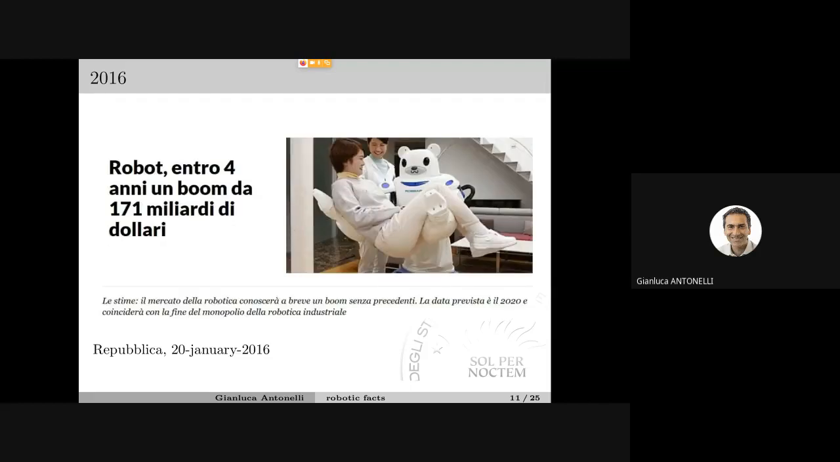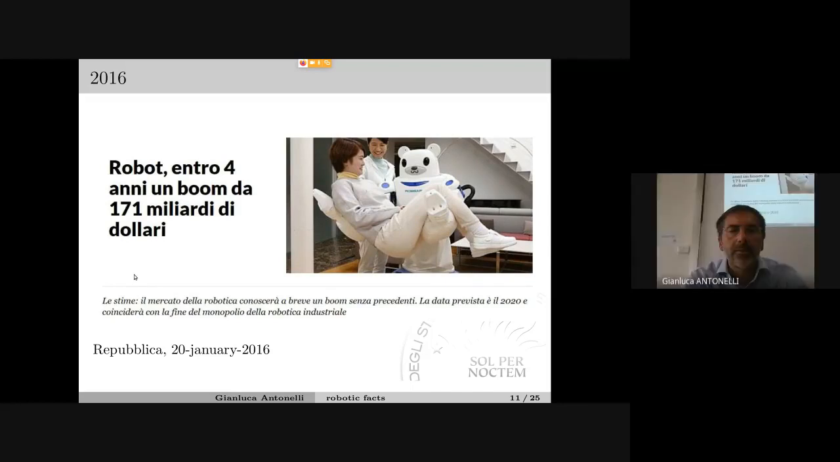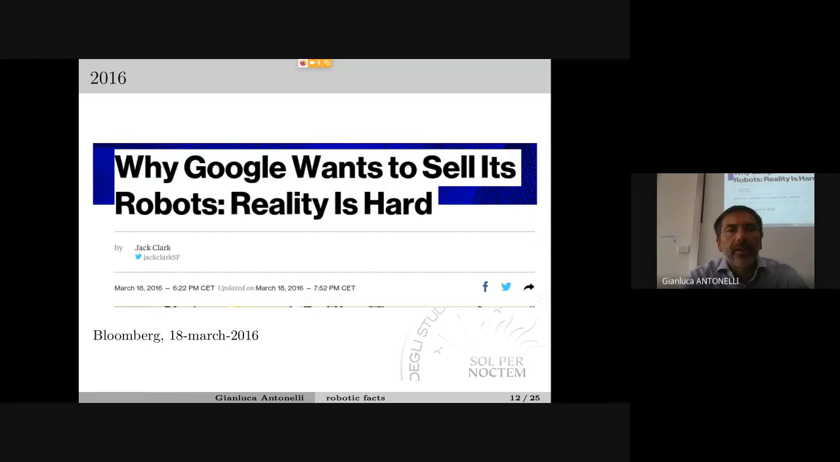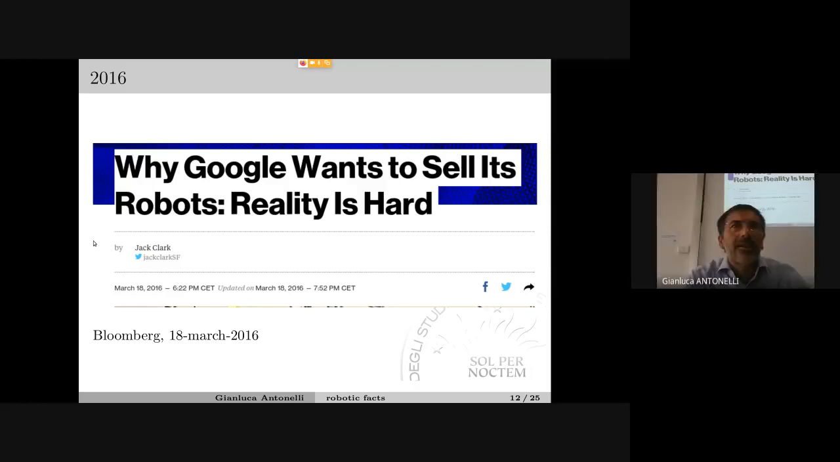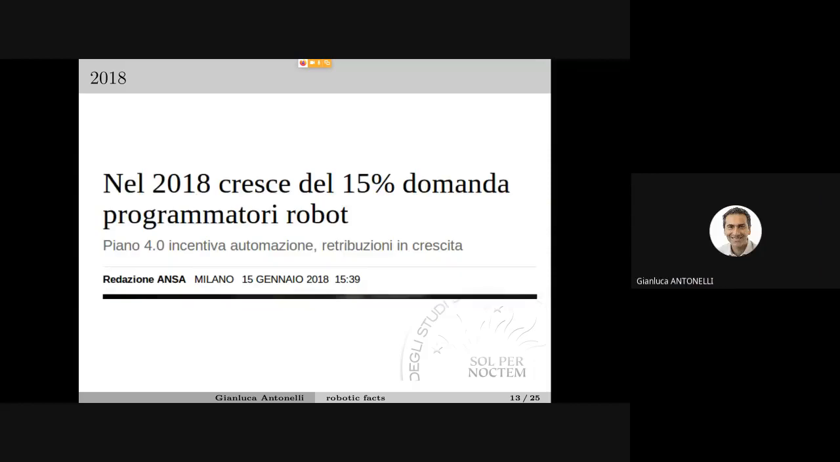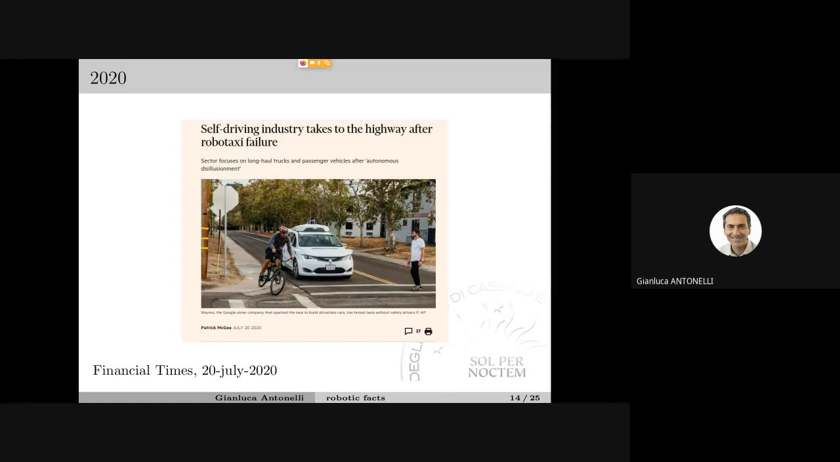This is in Italian, sorry, a title from an Italian newspaper, 2016. Another forecast, we have plenty of forecasts on robotics. In 2016, we discovered that Google sold the robotics companies that they bought two, three years earlier. It wasn't as easy as they expected when they bought the robots, because if you believe the commercials and some videos on robotics, which are kind of commercials, everything has been done. This is not true. 2018, there is an increase of robot programmers in the labor market. 2020, so just now, July: self-driving industry takes to the highway after robotaxi failure. So it's hard to make robots.